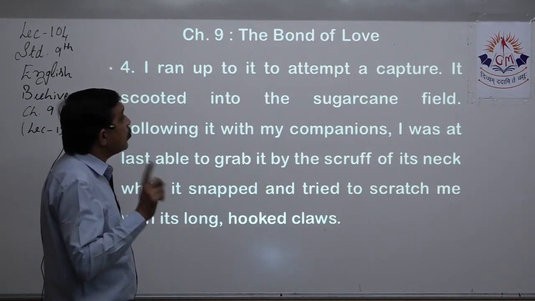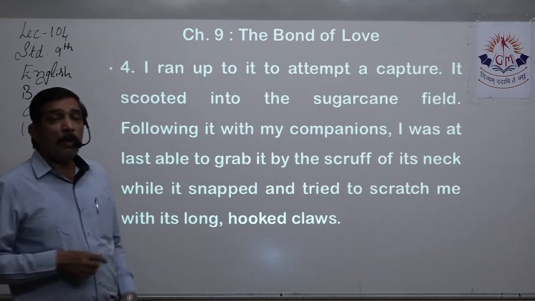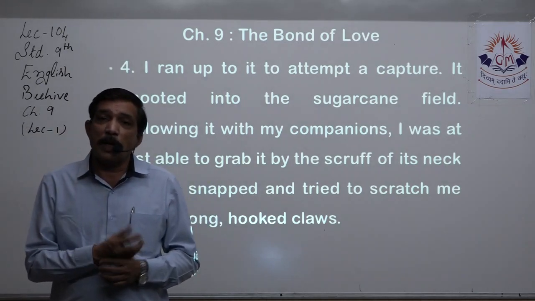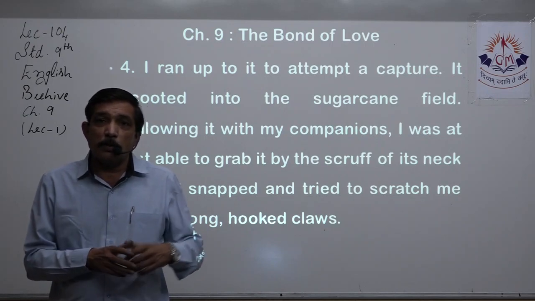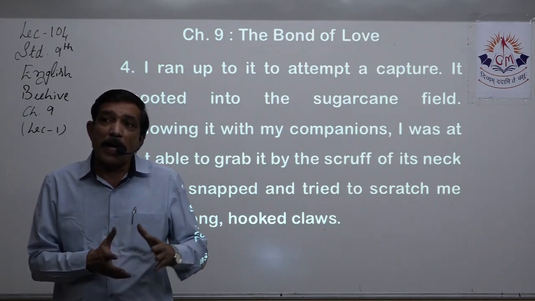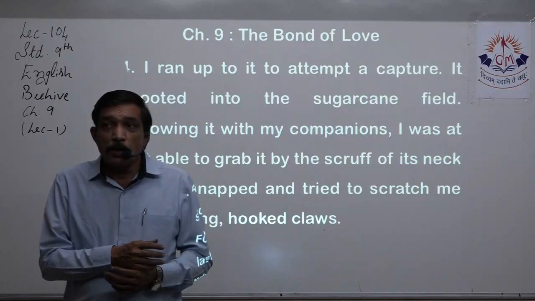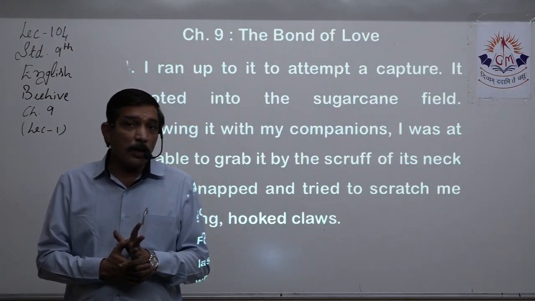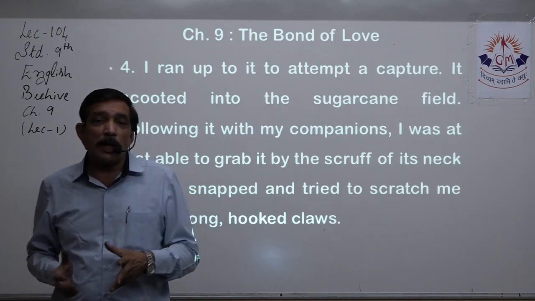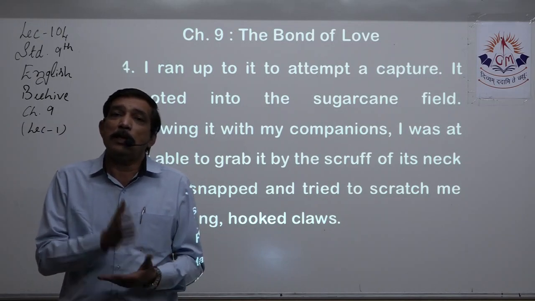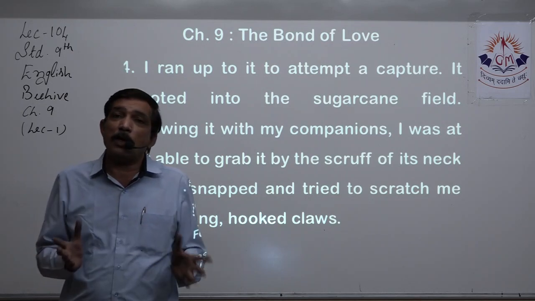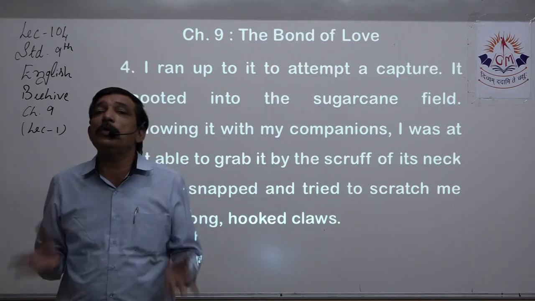I ran up to it to attempt a capture. Now I know that's a small little sloth bear, a young one, so the mother is dead and it's going round and round, so I attempted to catch it. So that's not going to be easy, that is really not going to be easy, because the mother is not there and the little young one is quite afraid and frightened of everything, because now everything is totally new to it.